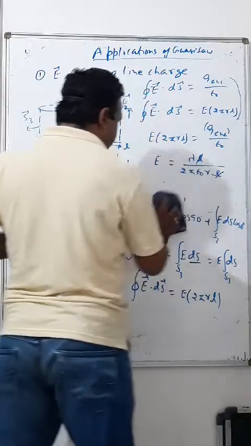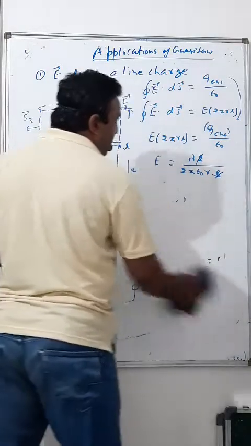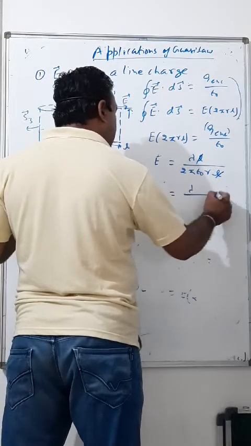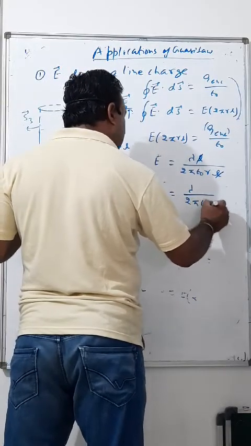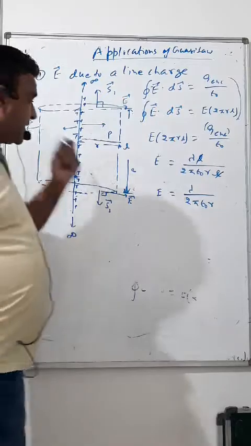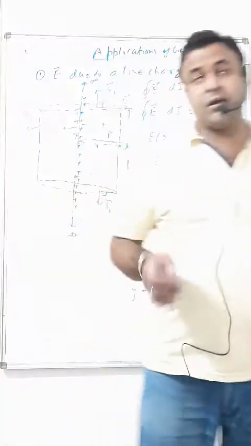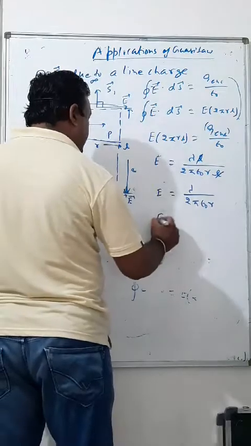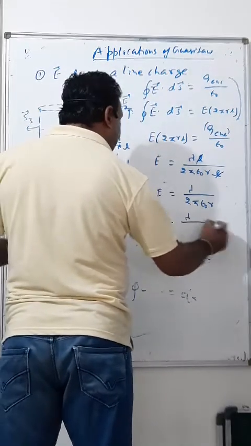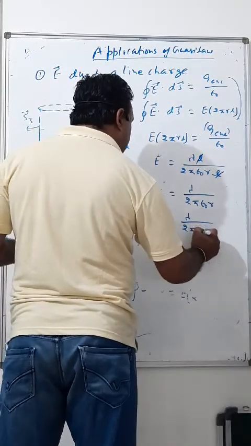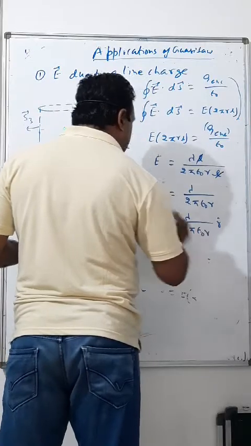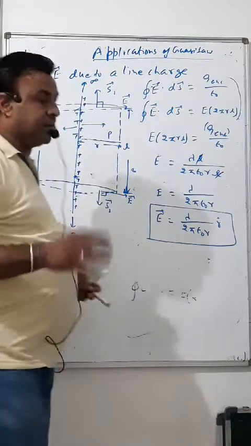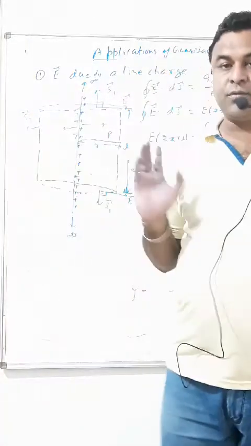We have finally E is equal to lambda upon 2π epsilon naught. The direction of this electric field is radial at every point. So in vector form, it can be written as lambda by 2π epsilon naught r cap. This is the electric field due to the charged wire.